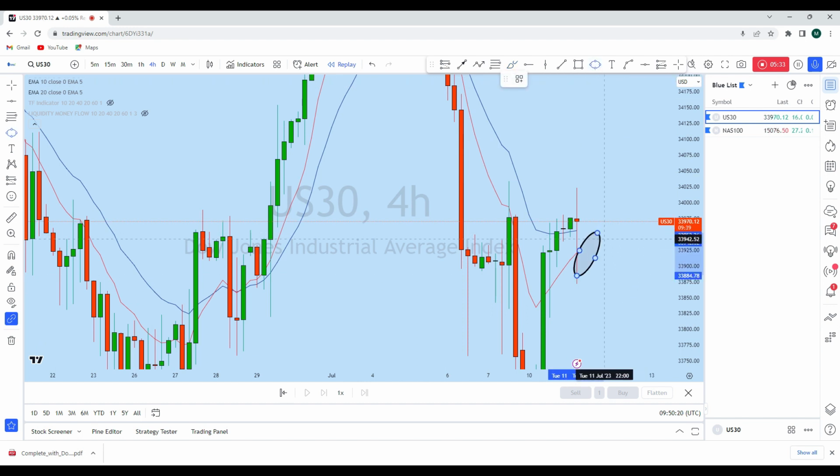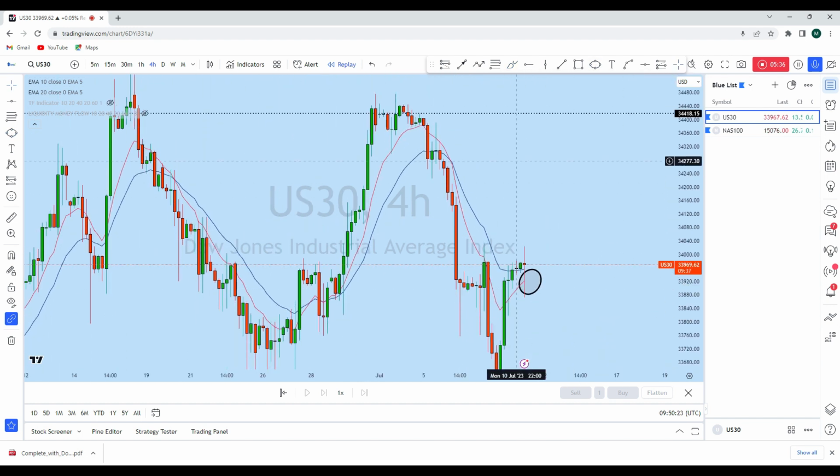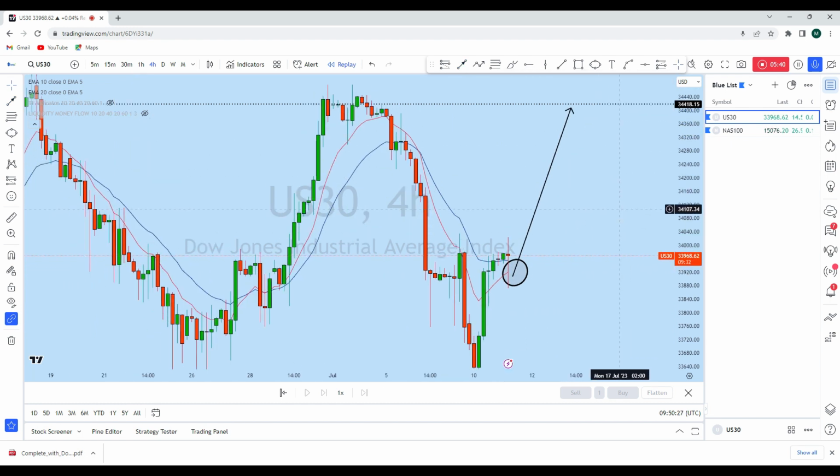This is where I will be waiting on the lower time frame for a potential entry opportunity on US30. As soon as we find a suitable entry, we will consider going long with a high probability trade setup with our students.